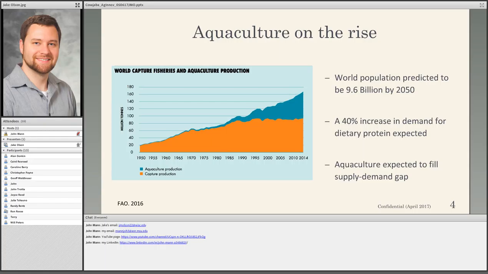So aquaculture globally is on the rise. There's no doubt about it. The world population is increasing, and with that, a global demand for dietary protein is also increasing. Aquaculture is expected to fill this supply-demand gap, and one of the major reasons for that is wild-caught fish production has been pretty much capped off and stagnant for the last 40 years. So in order for aquaculture to meet the protein demand, aquaculture has to grow, and that seems to be exactly what's happening.